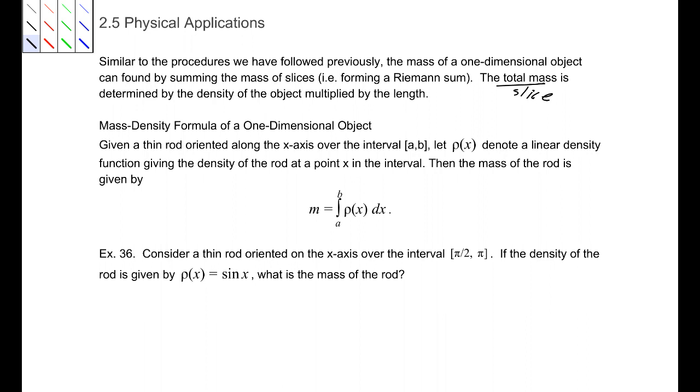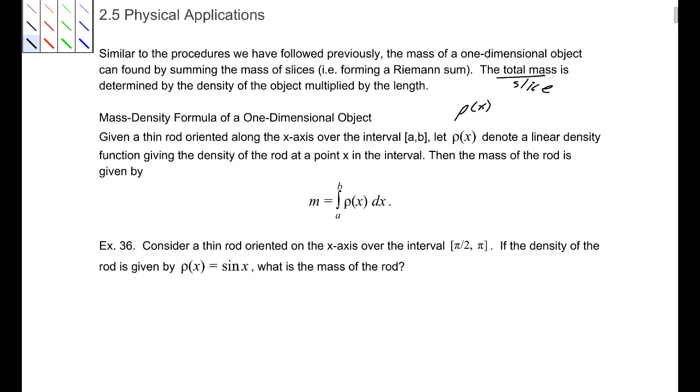Given a thin rod oriented along the x-axis over the interval from A to B, let rho of x, this is the Greek letter rho, it looks like a P, denote a linear density function, giving the density of the rod at a point x in the interval. So we have a variable density. The density is different at each point, and we have a function that represents that. Then the mass of the rod is given by m equals the integral from A to B of the density function rho of x dx.